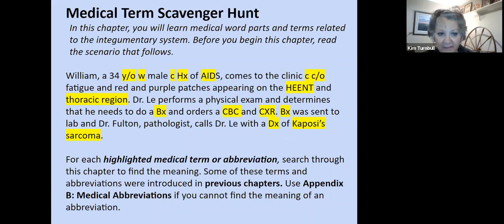The assignment is you read it, and then you define the highlighted terms. This gives them an opportunity to say, oh, okay, so CBC is a complete blood count. Kaposi sarcoma is a disease process very common in AIDS patients that develops in the integumentary system and can actually affect the whole body towards the end of life. So it's a very cool tool to begin your medical terminology.